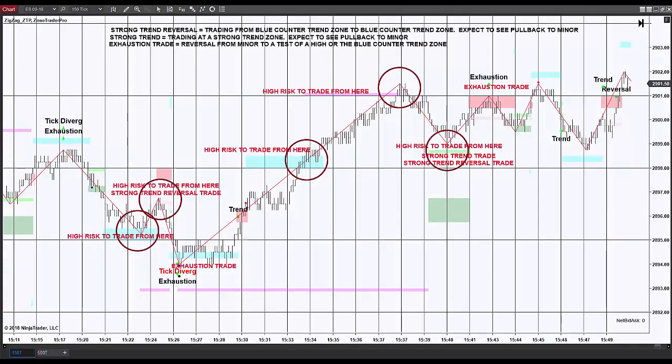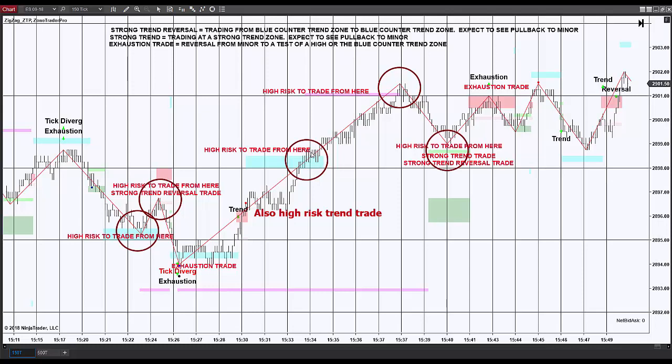The last and probably most important takeaway from this video is identifying where the high risk areas to trade from are on this chart. I've marked them here with circles. To go over it one more time, when we see a strong trend reversal, we are going to see that as a high risk trade down here at the blue zone. We're going to see that it's a high risk trade to trade from here because the market could trade all the way to the intermediate zone and give us a little bit of heat on that trade.